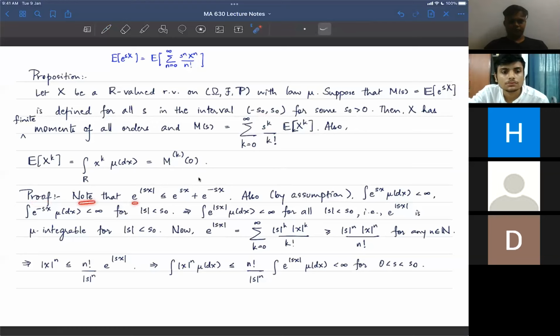So note that e to the absolute value of Sx is less than or equal to e to the Sx plus e to the negative Sx. Do you guys agree with that? What is absolute value of Sx going to be? There are only two choices. It is either Sx or it's minus Sx. So e to the absolute value of Sx: if the exponent is Sx, then the left side is equal to e to the Sx. If it is minus Sx, then it is equal to e to the minus Sx. In either case, it is less than or equal to the sum of those two.